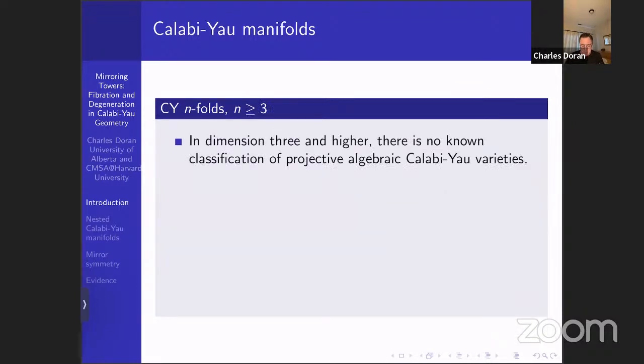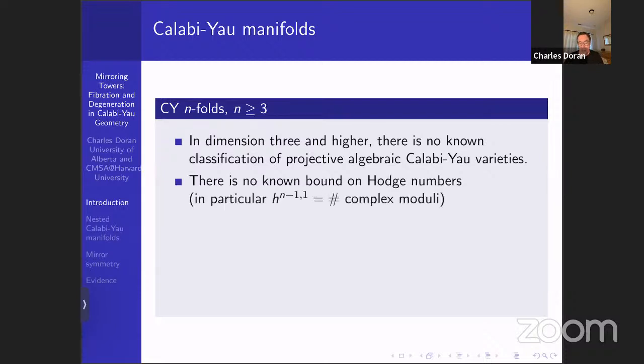Well, I'll start with the bad news. So in dimension 3 and higher, there's no known classification of projective algebraic Calabi-Yau varieties. Okay, and we certainly don't have a uniform construction of these. There's no known bound even on the Hodge numbers in that Hodge diamond for Calabi-Yau threefolds even.